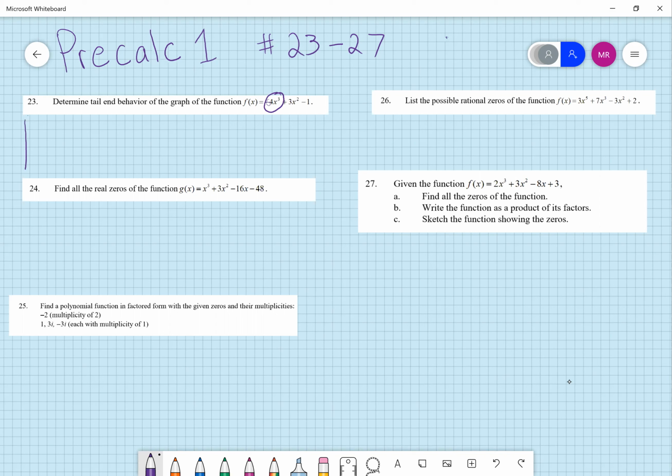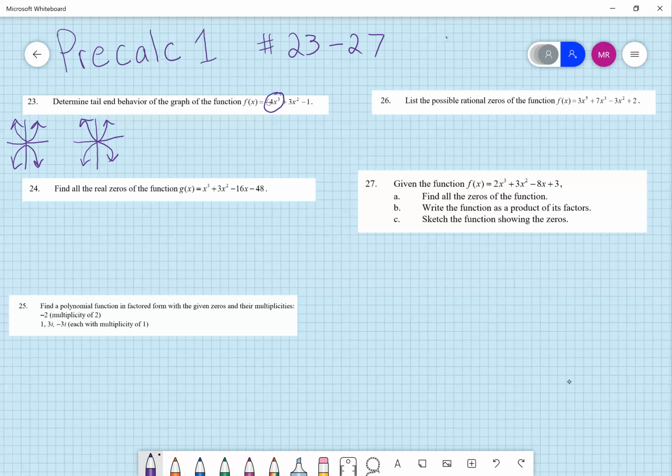So just as a quick review, if our exponent is even and positive, the tails go up and up. If it's even and negative, they go down and down. Now, if it's odd and positive, it looks like that x cubed function. But it's negative, which means it's flipped around.